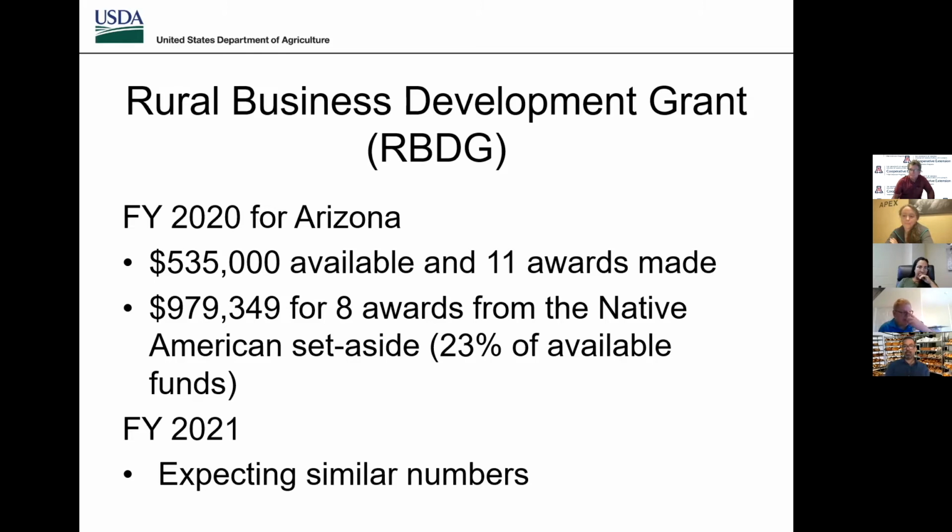We work hard to support the applications that come in from our native communities. In fiscal year 2021, we're expecting similar numbers, a little bit less on the funds that are what we call unrestricted funds. It's going to be about $449,000, but it looks like we're going to be getting just over $1 million from the Native American set-aside based on the preliminary numbers that we have so far. So again, in fiscal year 2021, we're expecting very similar numbers.